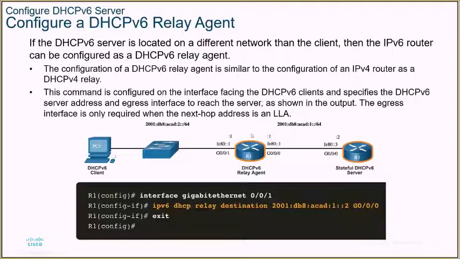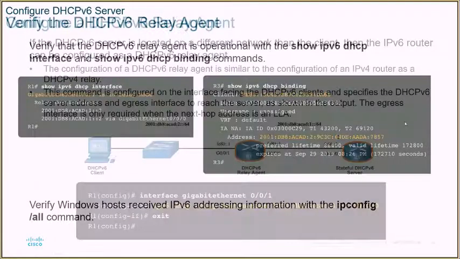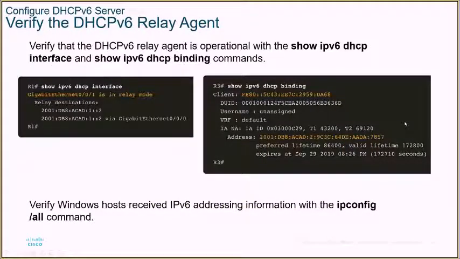And of course, you need to do it on this interface here, because this is the one that's going to see your DHCP solicit messages. You can also check that it's working. The DHCP interface command will tell you it's in relay mode. And then on the different router, you can see that the bindings have happened.